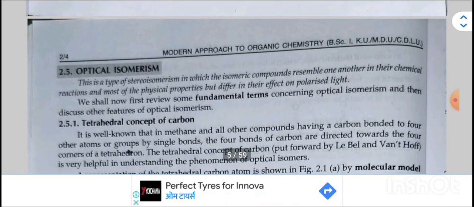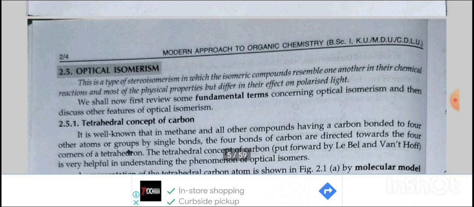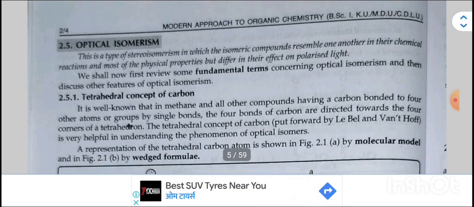Optical isomerism. This is a type of isomerism in which isomeric compounds resemble one another in their chemical reactions and most physical properties but differ in their effect on polarized light. We shall now first review some fundamental terms concerning optical isomerism and then discuss other features of optical isomerism.